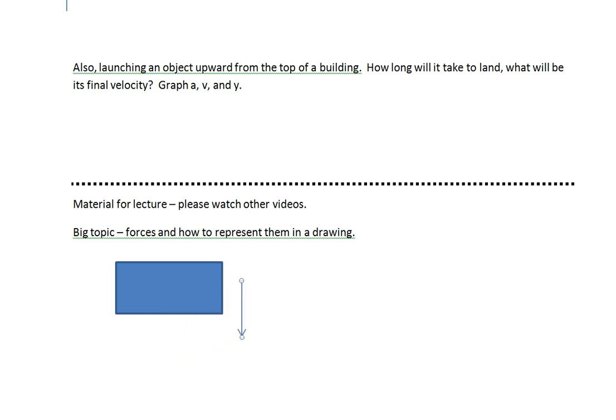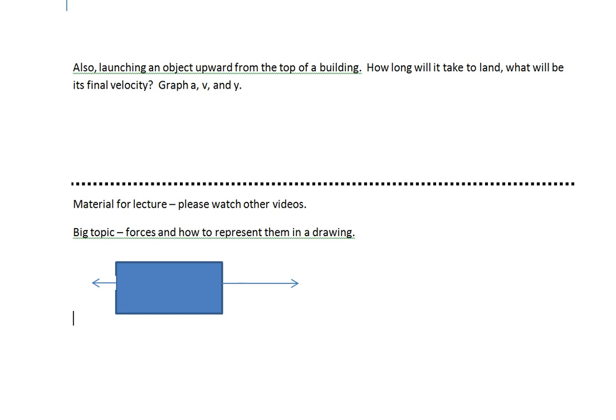If you have more than one force acting on an object, you could represent them like this: one force acting that way, and another one acting the other way. The net force acting on the object is the sum of this minus that. This one is negative because it's acting towards the left, and this one is positive because it's acting towards the right. That's how we represent forces in drawings.